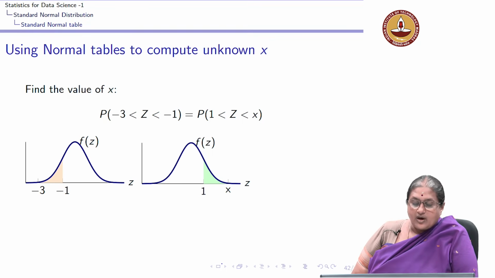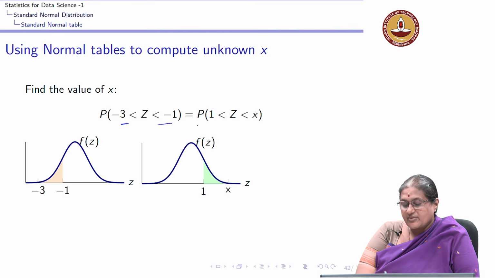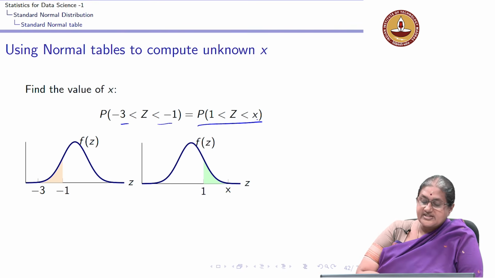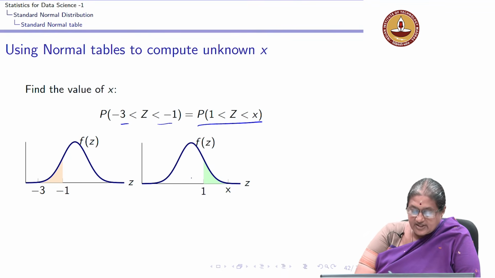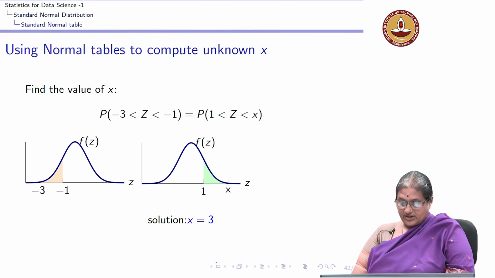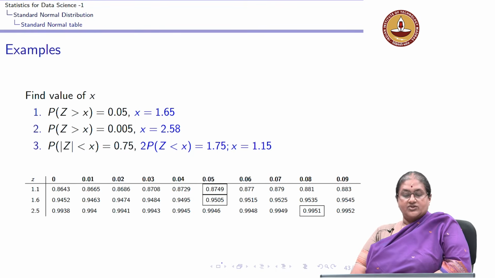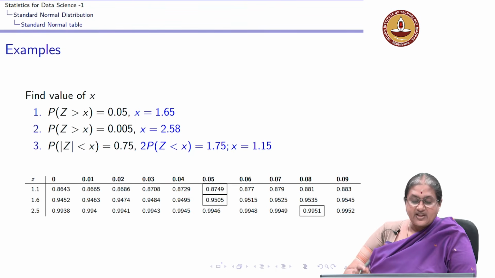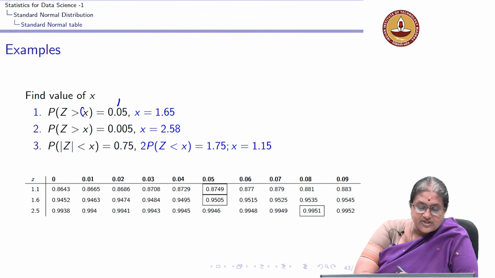So, now how do I use the normal tables to compute an unknown x? Many a time we are given a probability and I need to know an x. For example, probability minus 3 is less than z is less than minus 1 is equal to probability 1 is less than z is less than 3. I know that these areas are the same when x equals 3. So, I can just compute that x equals 3.